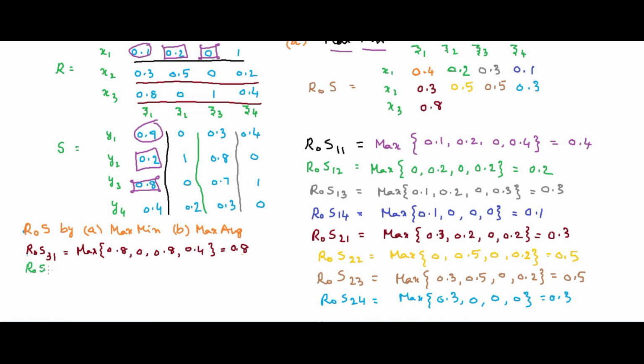Now ROS of 3 2 is equal to maximum of, of course we need to find minimum first, so 0.8 and 0, 0, minimum of 0 and 1 is 0, and minimum of 0 and 1 is 0, minimum of 0.2 and 0.4 is 0.2. So maximum out of these things is 0.2 only. This is 0.2.